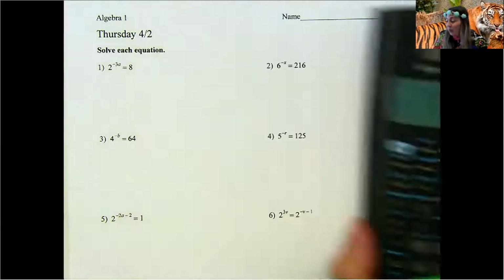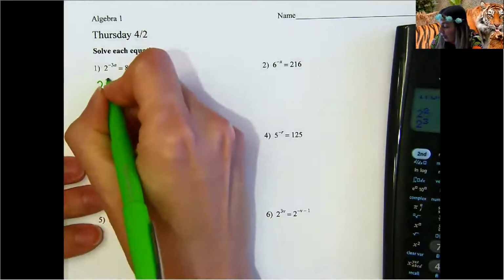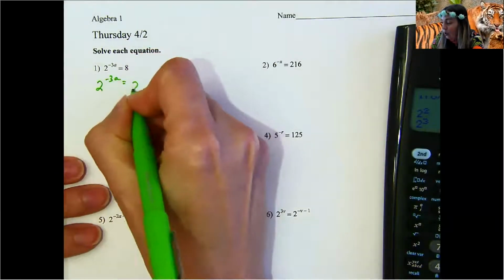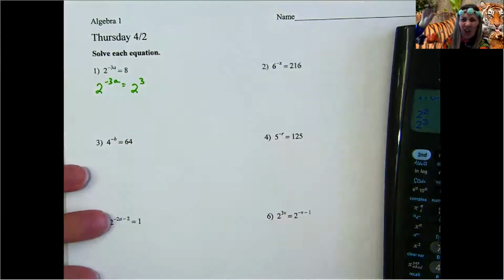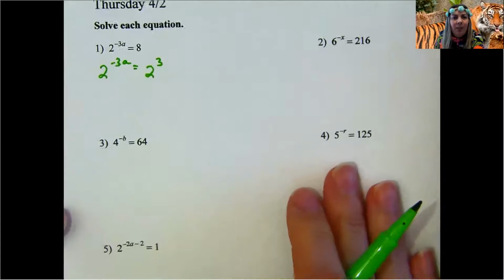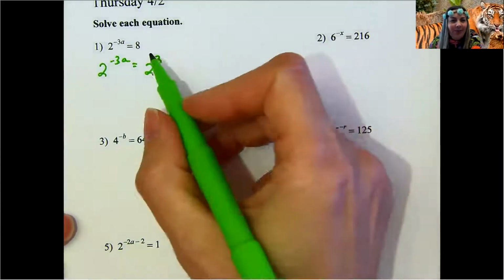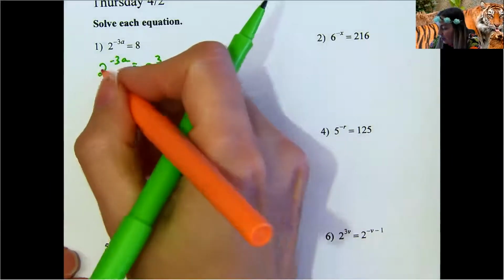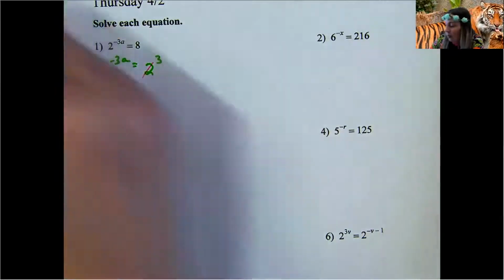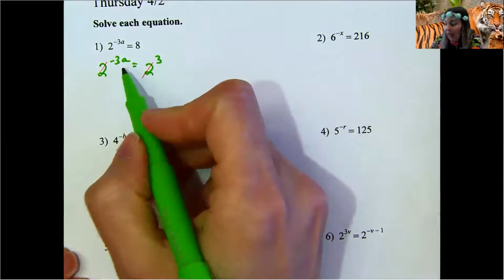All right. So we can rewrite this as 2 to the negative 3a equals 2 to the 3rd. 2 times 2 times 2 is still 8. So we didn't change it, right? We just gave it a new hairdo. Value is still 8. Anywho, now that your bases are the same, we can move past it and focus on where that variable is up there in the exponent.